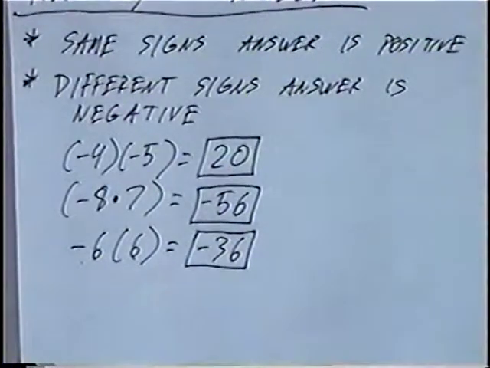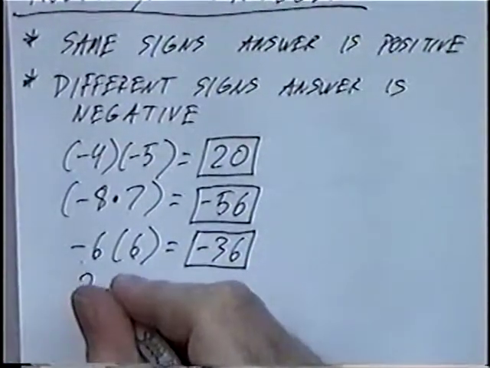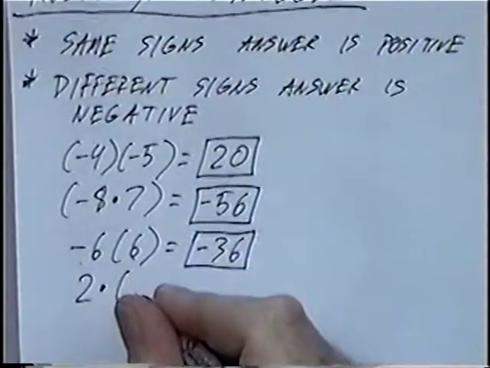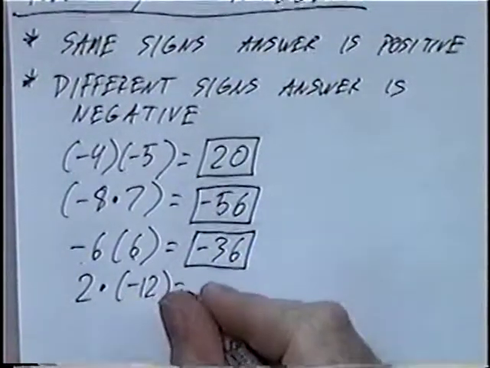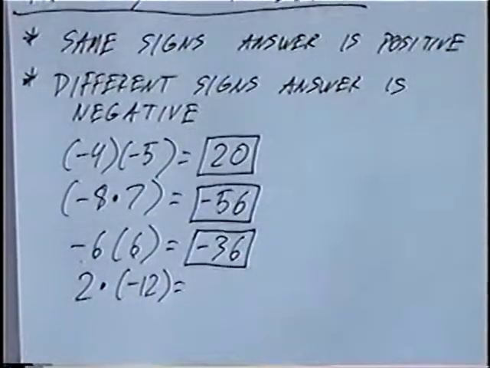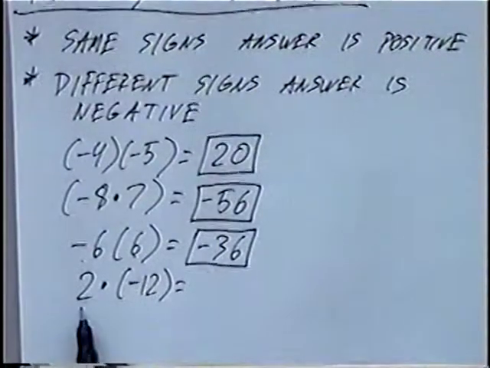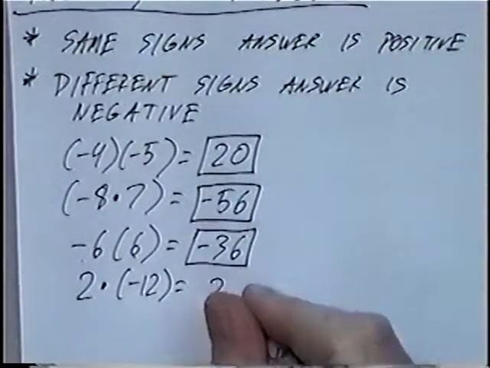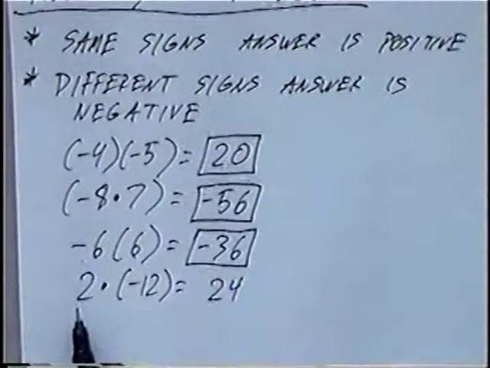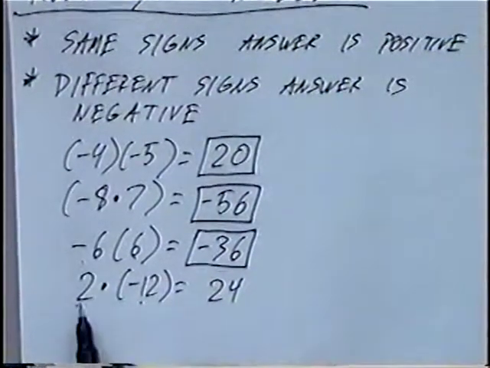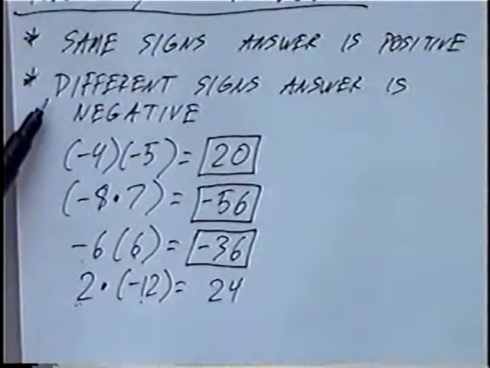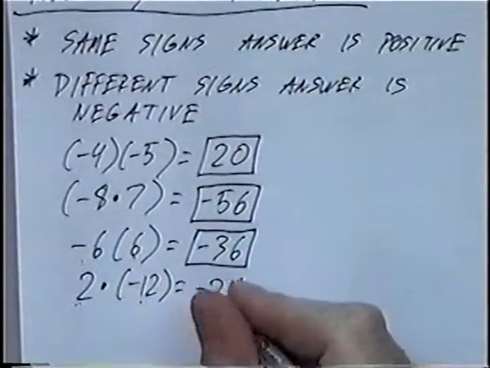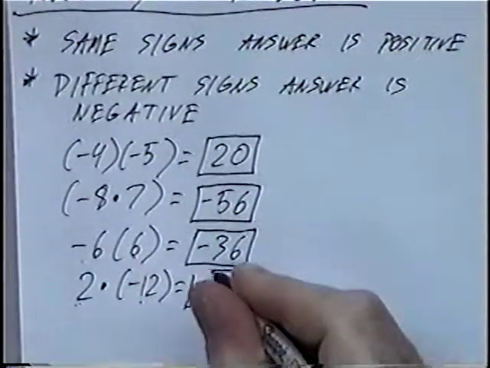And last question for the section, 2 times, in parentheses, -12. And again, multiply, 2 times 12 would be 24. One positive number, one negative number. Different signs again, different signs when you multiply, the answer will be negative. So -24.